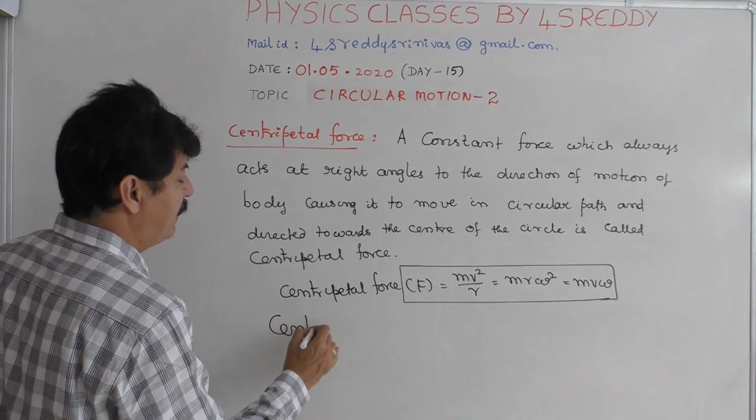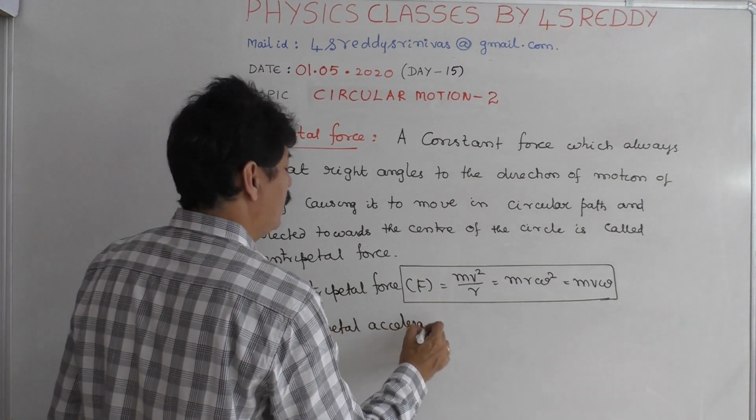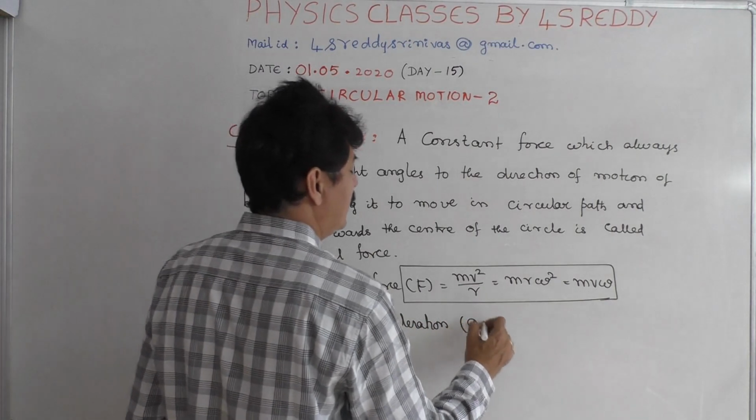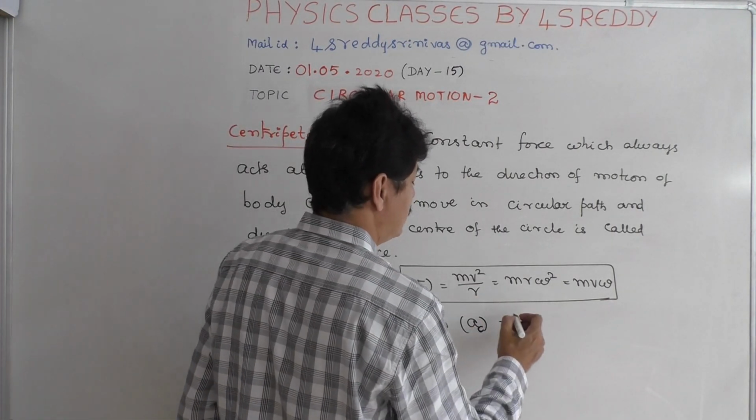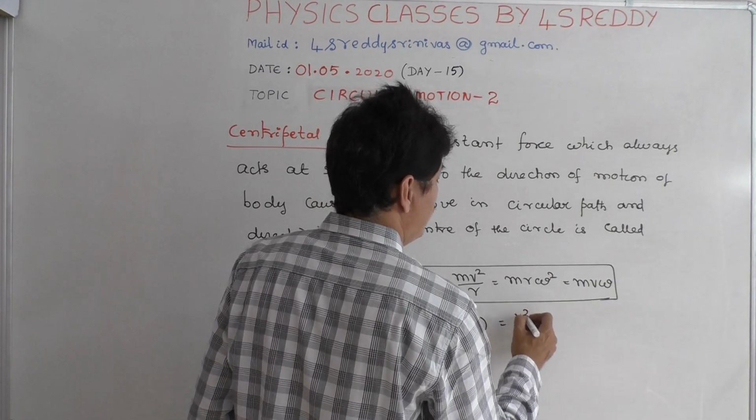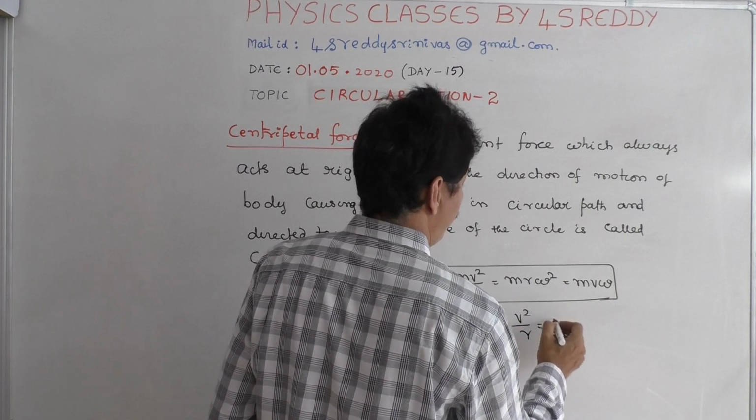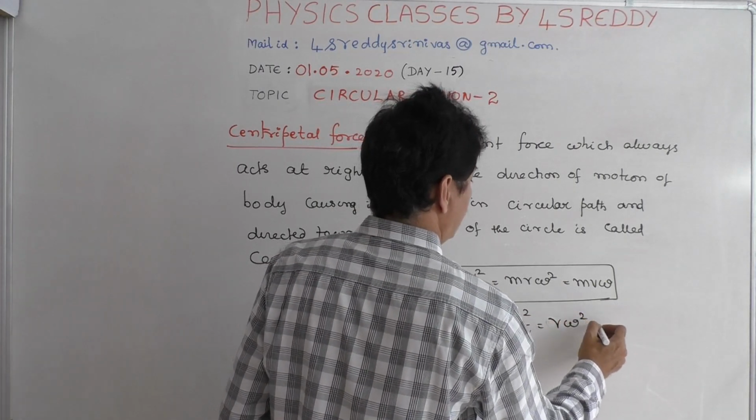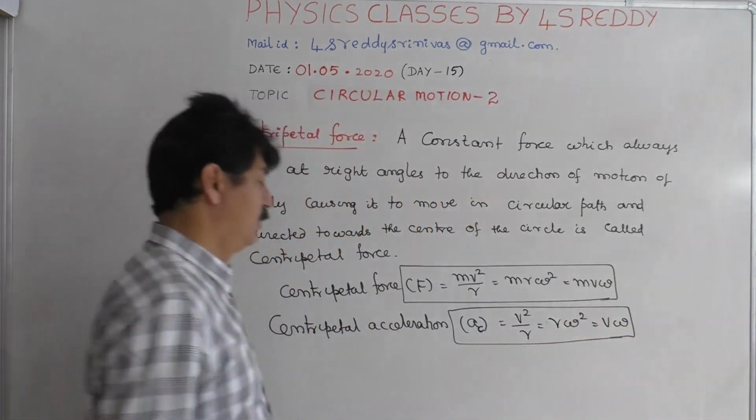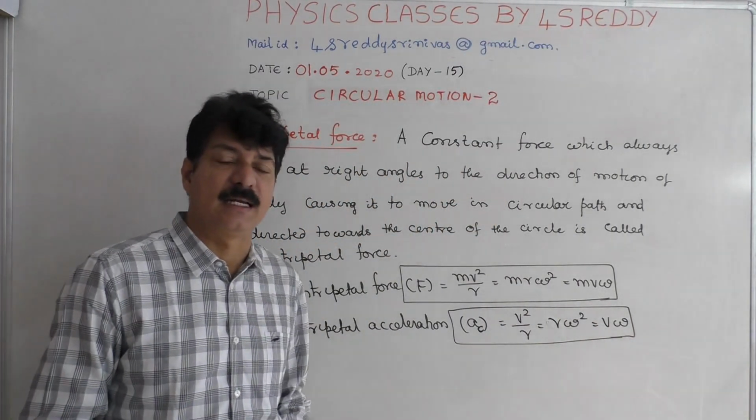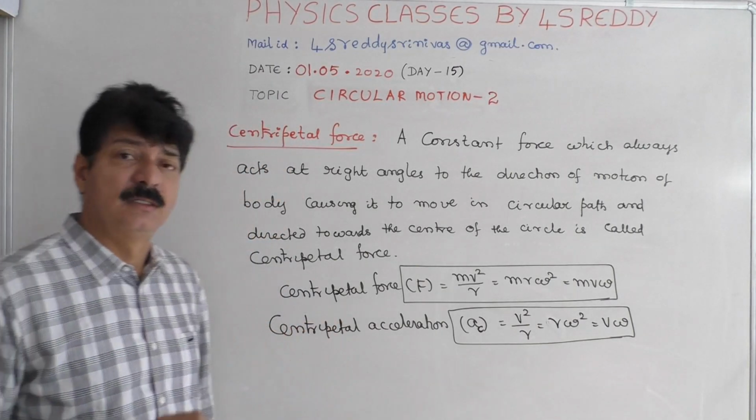Therefore, centripetal acceleration, if you take the centripetal acceleration, a, or simply a_c, is equal to v square by r, or r omega square, or v omega. These are the different forms for the centripetal acceleration. Is it clear? So that is about the centripetal force.